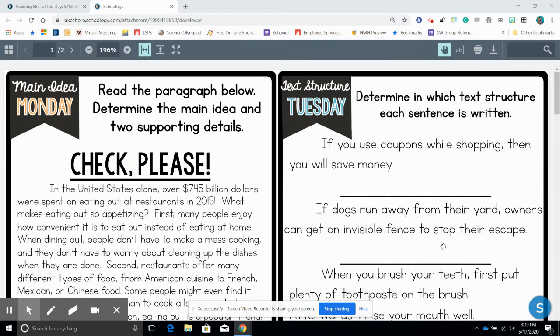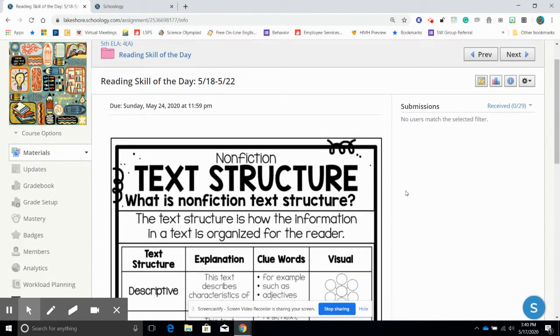This week for Tuesday, we have Text Structure Tuesday. Nonfiction text structure is how a piece of writing is written. So on the actual assignment, I gave an anchor chart that gives different examples of nonfiction text structure. So I'm just going to head over to that so that you can see that.